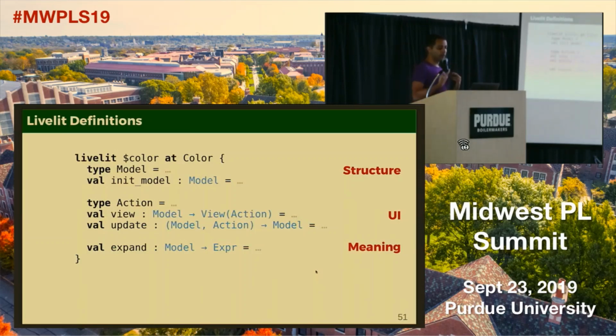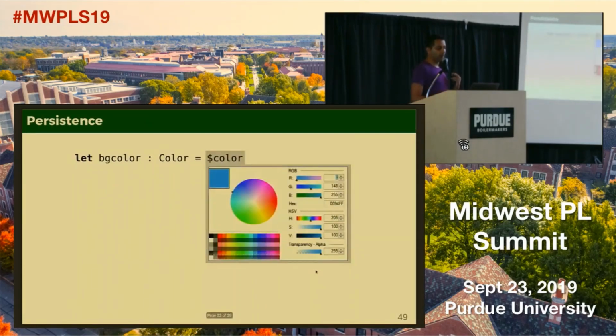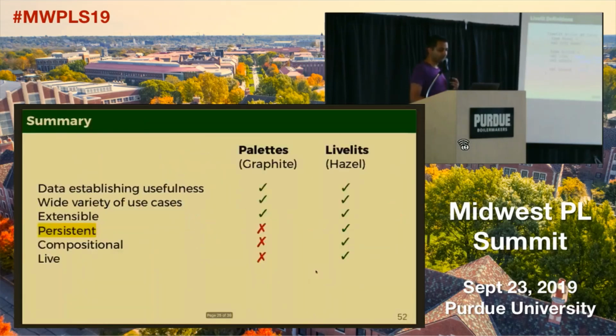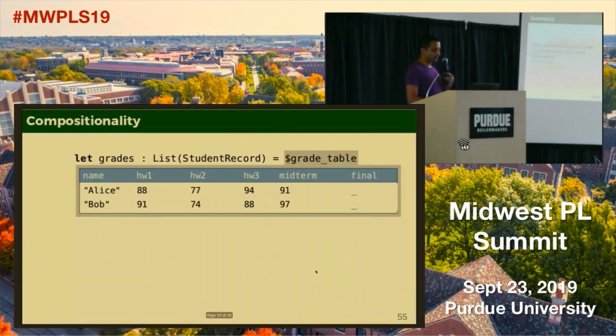We can generate the UI on demand as needed. And the meaning of a livelet expression, like this $color expression, is determined by its expansion, which is produced by running this expand function. So that's persistence. I want to talk about compositionality briefly. I know we're running low on time.